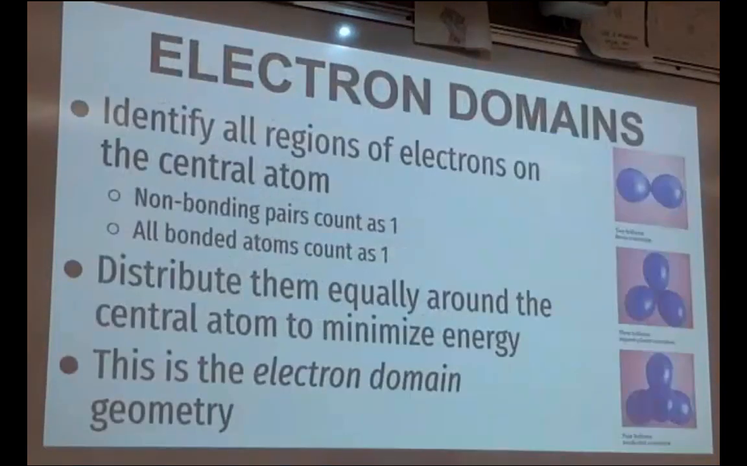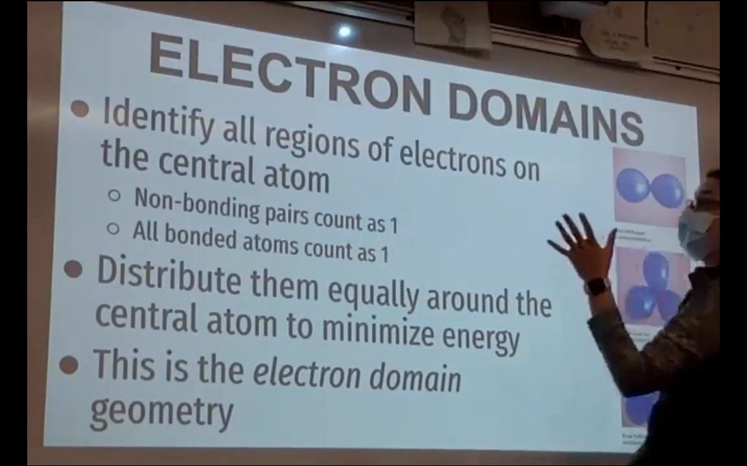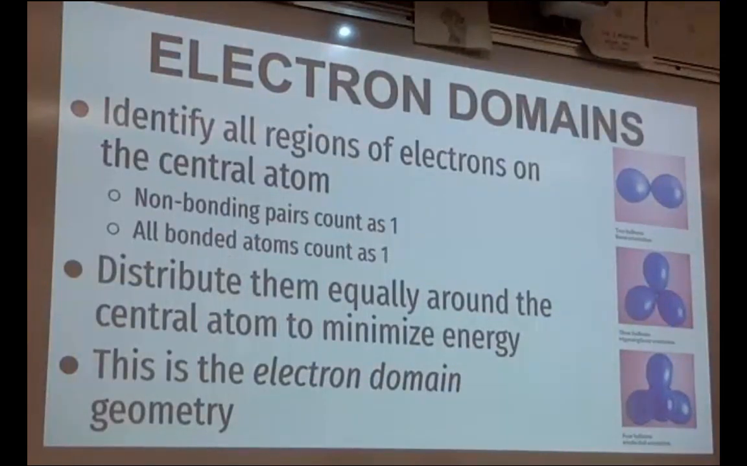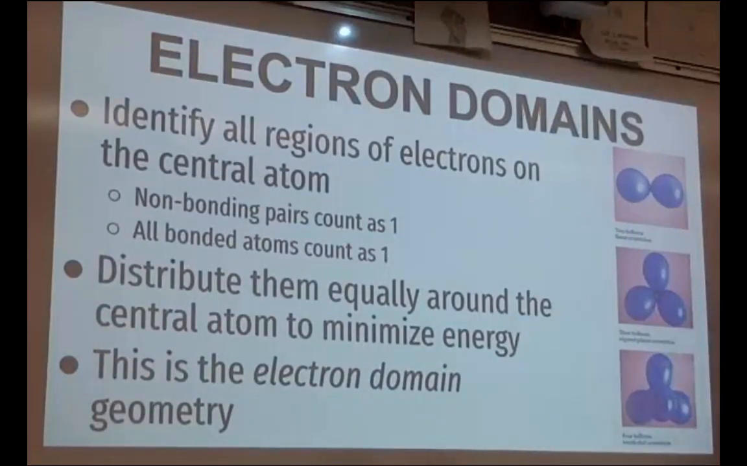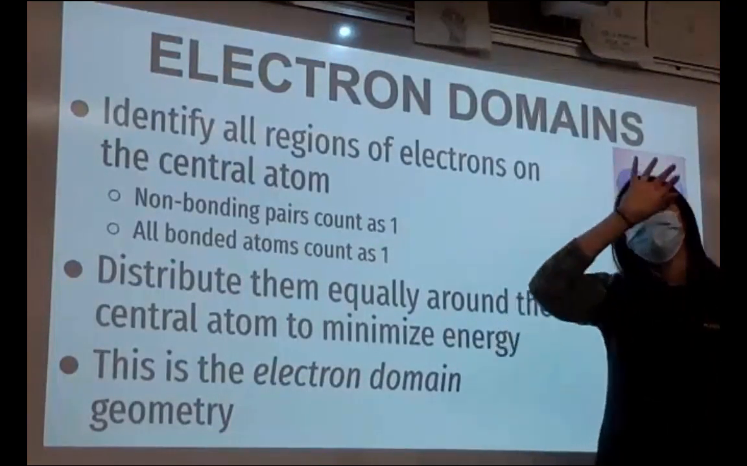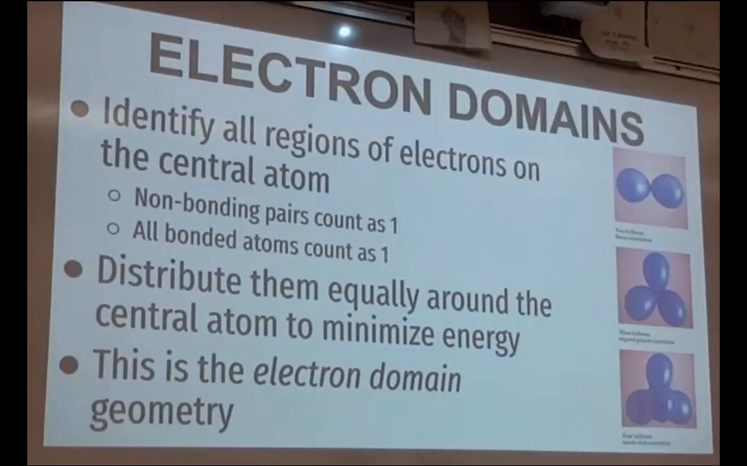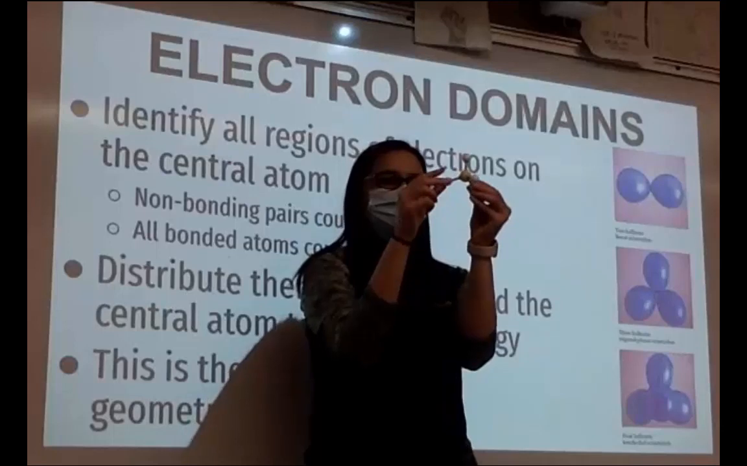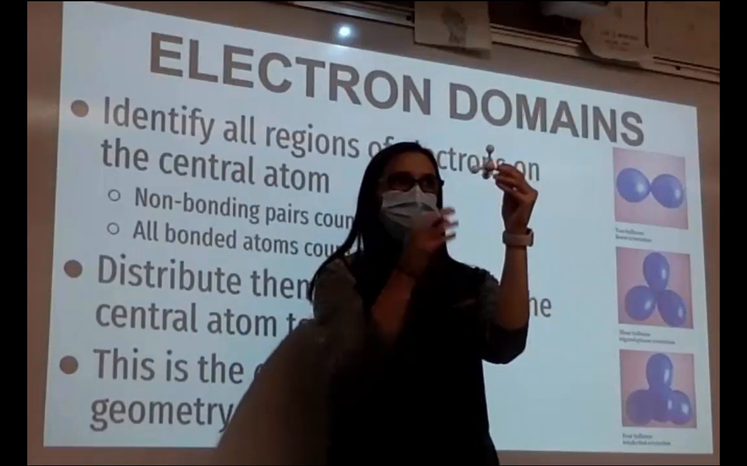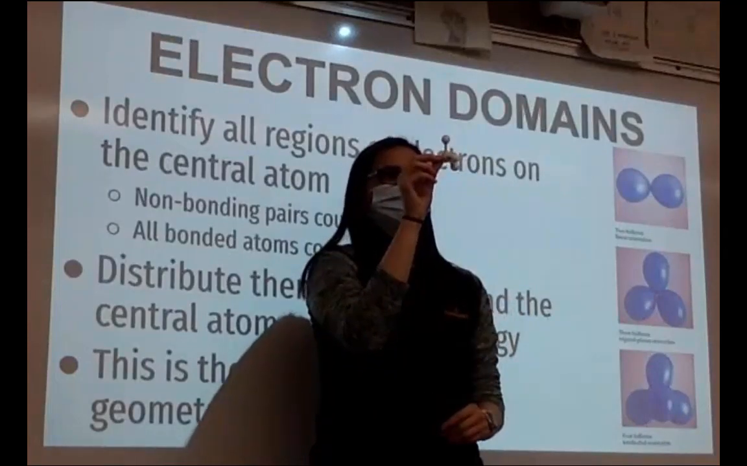So first, we're going to talk about electron domains. This got a lot bigger than it was supposed to be. Okay. So when we talk about electron domain geometry, we are talking about the shape of the electron clouds around the central atom. All we're doing is counting the regions of electrons around the central atom. So for example, if I have this little model, my central atom is in the middle, and I have 4 areas of electrons around the central atom.